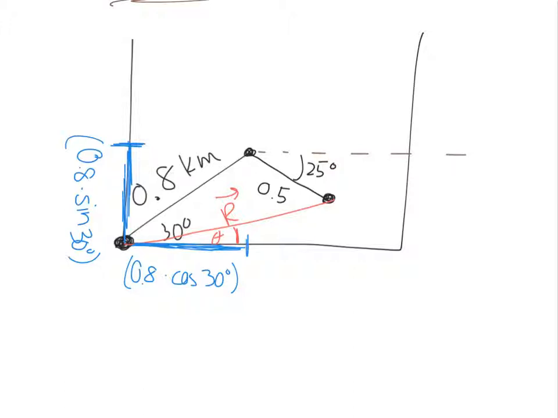So the height of this is 0.8 times sine 30. The width of this vector is 0.8 cosine 30. I'm going to need those numbers in a moment, but for now, leave it. We'll come up with those in a second.